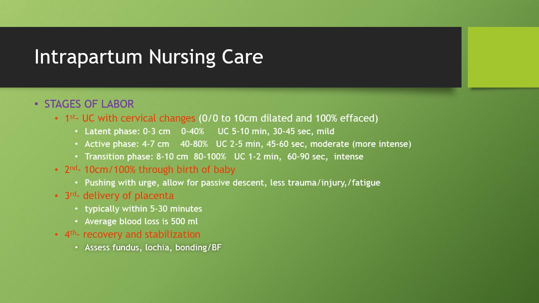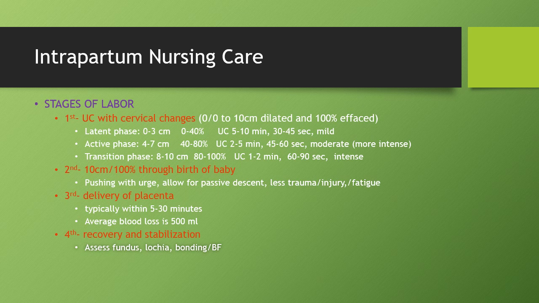And then in transition phase, we reach 100% effacement and 10 centimeters dilation. And at this point, the contractions are every 1 to 2 minutes, lasting 60 to 90 seconds. They're very strong. We see this, again, as firm as your forehead, so it feels very rock hard. And oftentimes people vomit at the beginning of transition phase, kind of from the severe changes that are occurring.